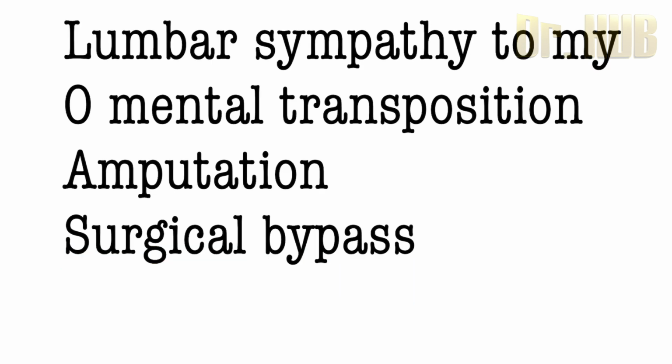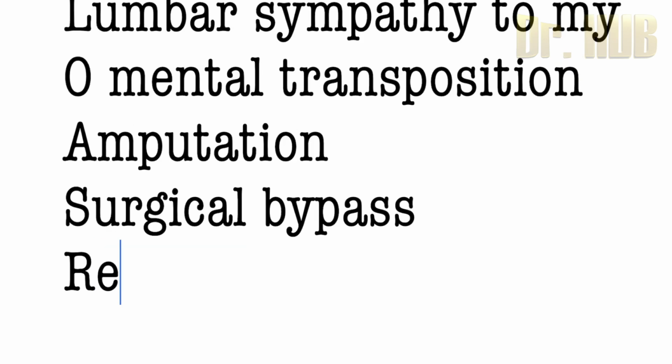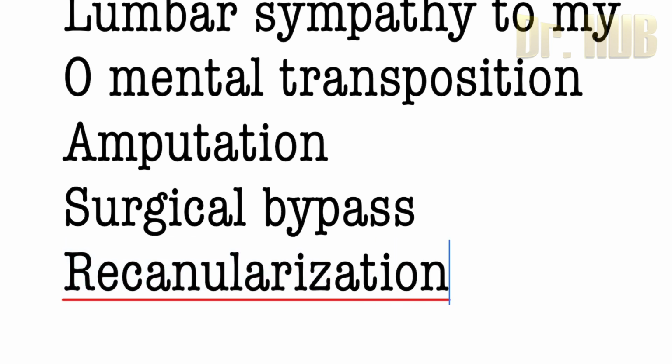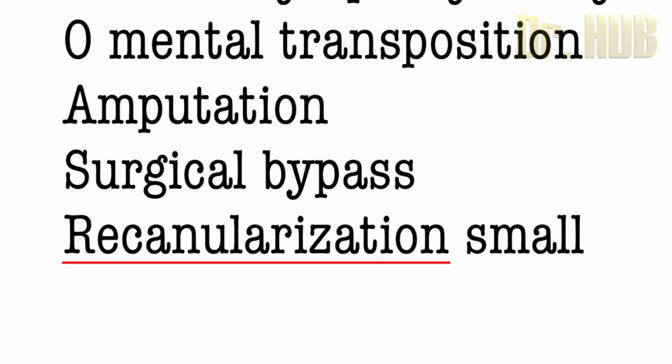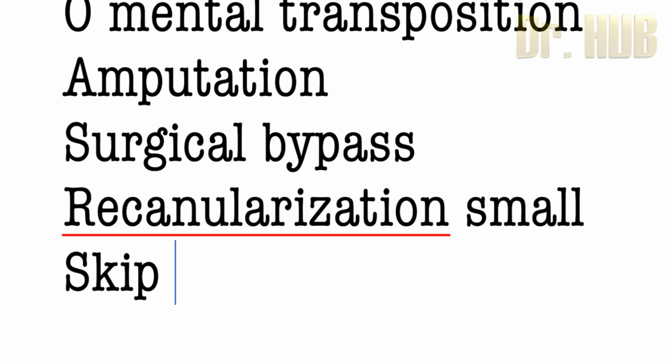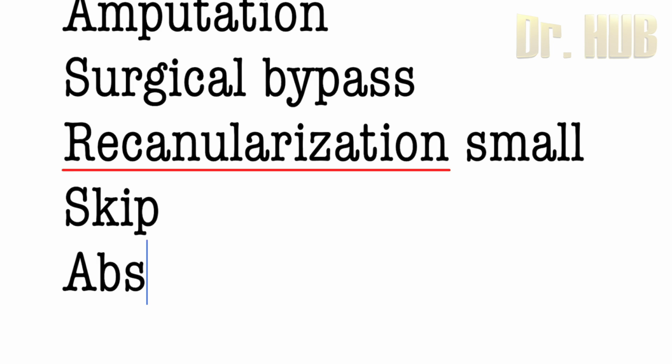Next is surgical bypass or cannulation, and this is rarely feasible in Buerger's disease because of the occlusion of small and medium vessels, the presence of segmental or skip lesions, as well as the absence of distal target vessels for the bypass.